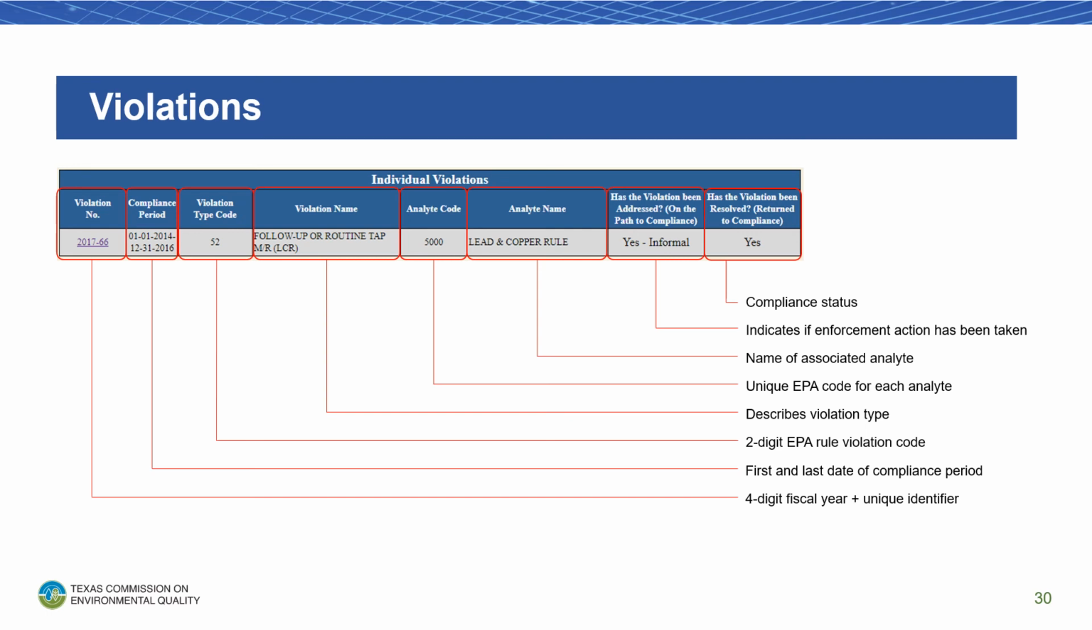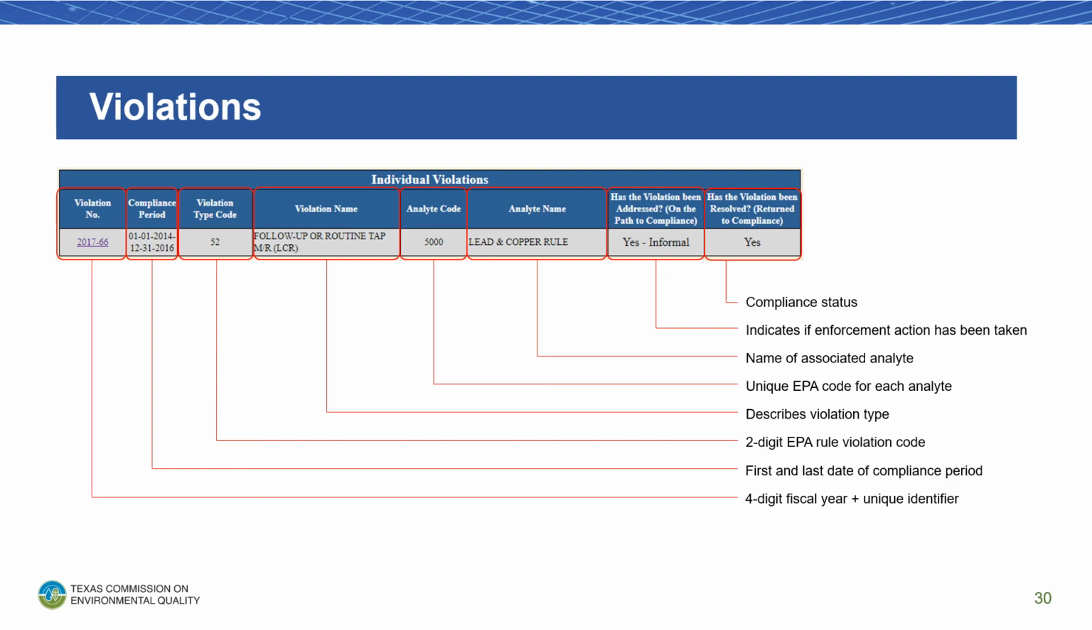Violation type code provides the 2-digit violation code assigned by the EPA. For example, a violation with a 52 code is a monitoring and reporting violation associated with not completing lead and copper tap sampling requirements. Violation name provides a description of the violation code. Analyte code provides the EPA assigned code that describes which analytes are associated with the violation. All violations associated with the lead and copper rule will have a 5000 code. Analyte name provides a description of the rule program associated with the analyte code.